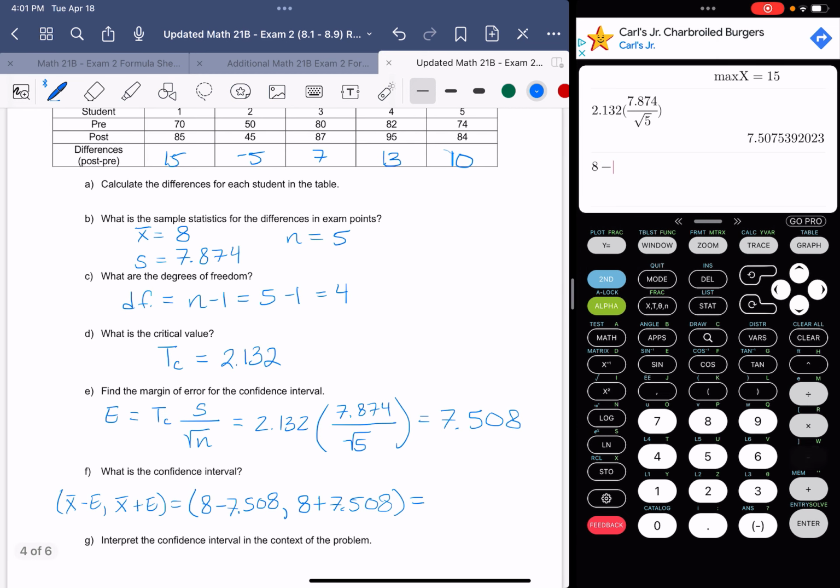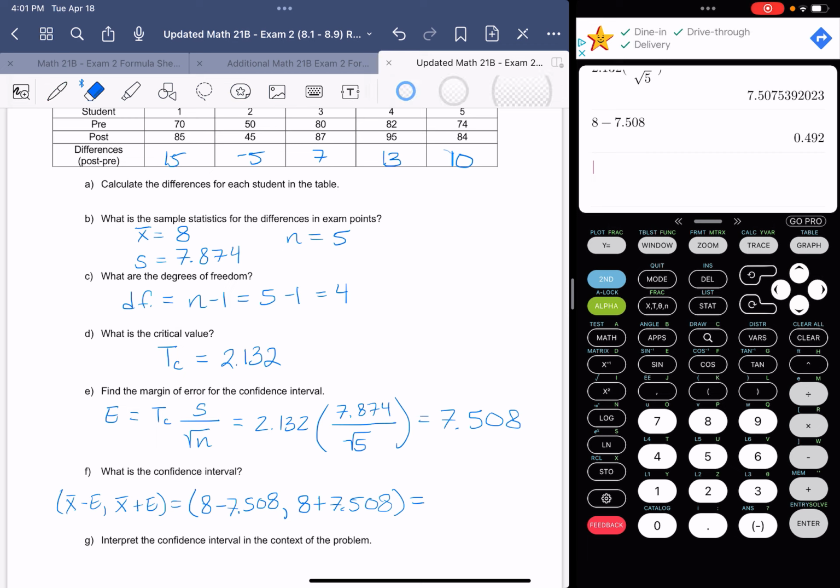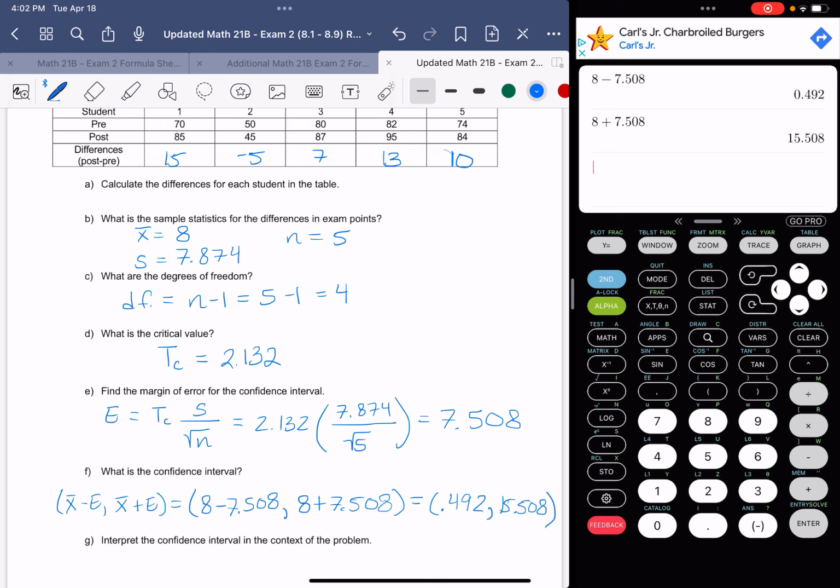All right, so 8 minus 7.508. That'll be 0.492, comma, 8 plus 7.508 is 15.508. I'm running out of space there.